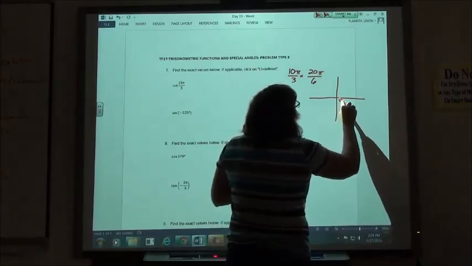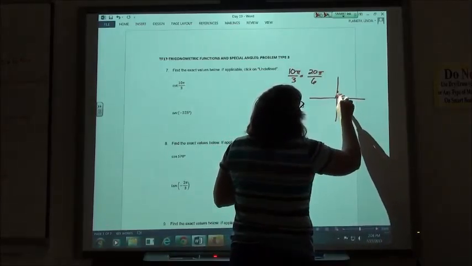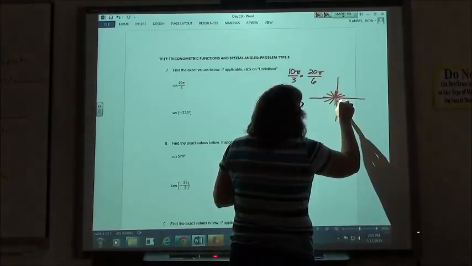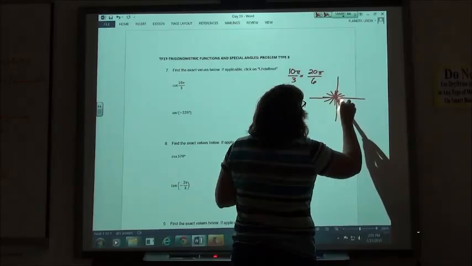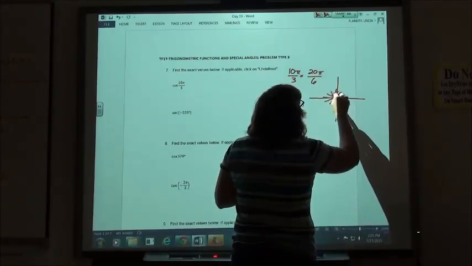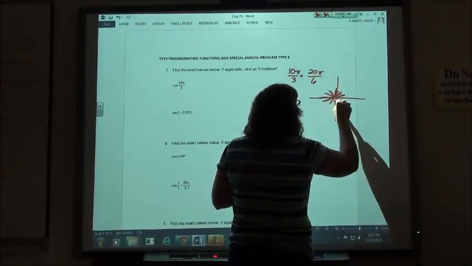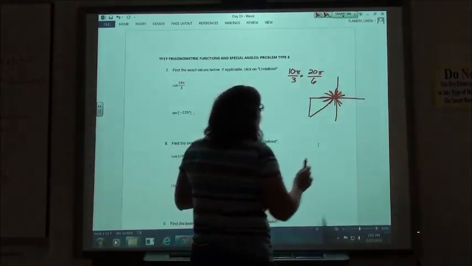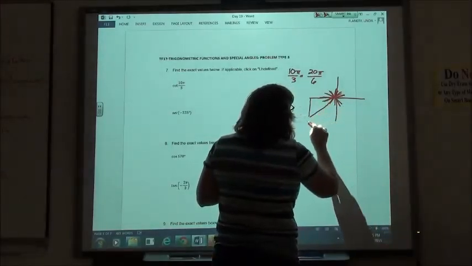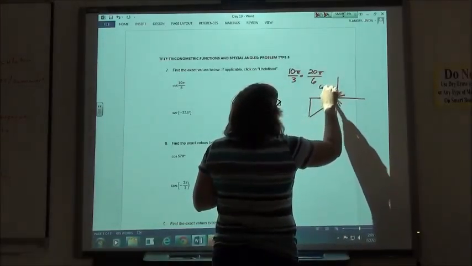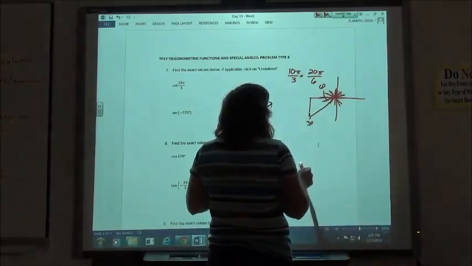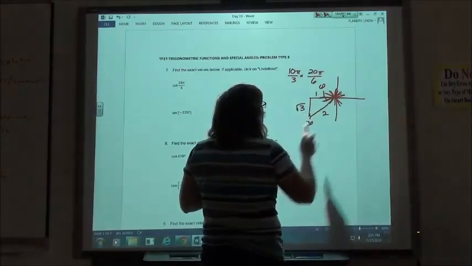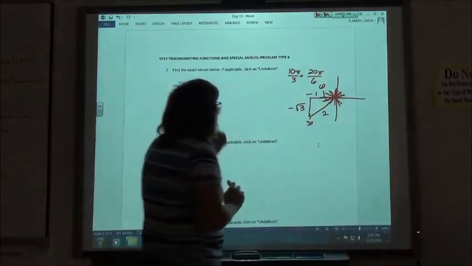So, 1, 2, 3, 4, 5, 6, 7, 8, 9, 10, 11, 12, 13, 14, 15, 16, 17, 18, 19, 20. So that's going to make this a 60-degree angle, that one the 30-degree angle. So 1, 2, square root of 3. This is going to be negative, this is going to be negative.